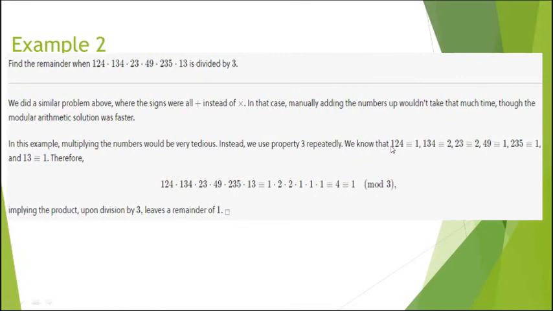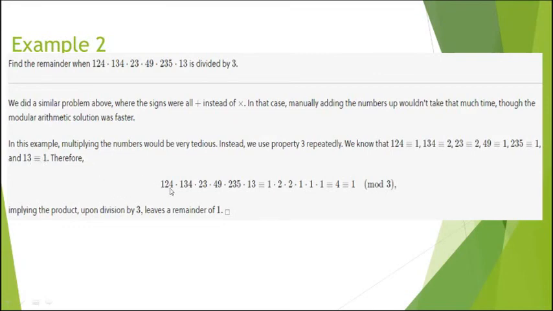We know that 124, okay, 1 plus 2 is 3 plus 4 is 7. 7 minus 6, the remainder is 1. 134: 1 plus 3 is 4 plus 4 is 8 minus 6, the remainder is 2. 23: 2 plus 3 is 5 minus 3, remainder is 2. 49: 4 and 9 is 13 minus 12, remainder is 1. 235: 2, 3, 5 is 10, remainder 1. And 13: 13 minus 12, remainder 1.